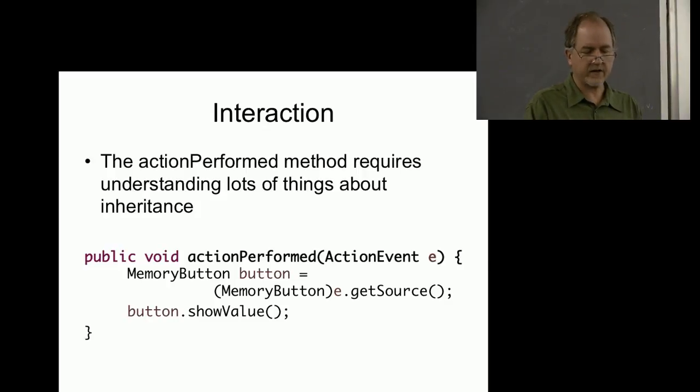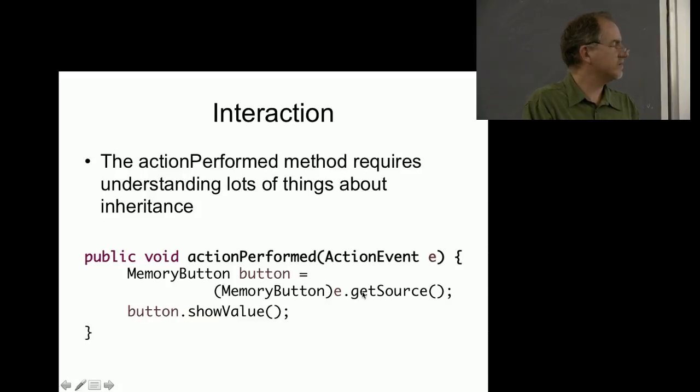Now, there's something that can go wrong here. What can go wrong with this approach in a bigger system? Some of you probably saw this in the lab yesterday, where it had some problem. Yeah? Isn't it that you don't get just memory, but all code? So there's nothing here that guarantees that this e.getSource is a memory button. For example, when we added a quit button, that was just a plain JButton, not a memory button. A plain JButton doesn't have a show value on it, so we're not allowed to cast it to be a memory button. Okay?